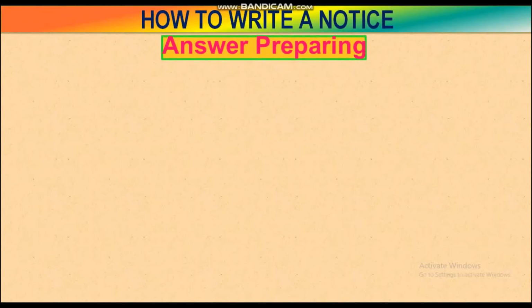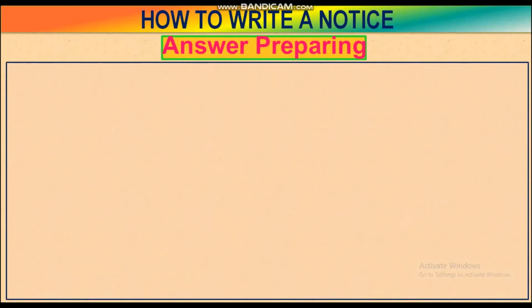Let's write the answer. Answer preparing. Dear students, at first, in step number 1, you are told to draw a box for writing a notice. So let's draw a box first, okay? The box is drawn. Secondly, you are told to write the name of the organization in the top center of the page. Suppose here the name of the organization, I mean the college, is Bormi University College.